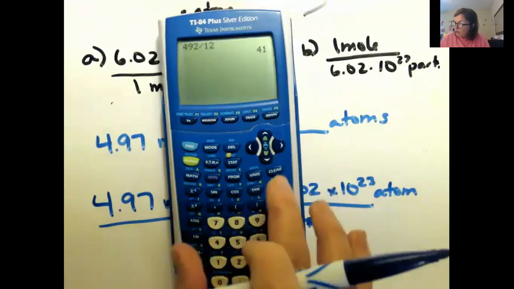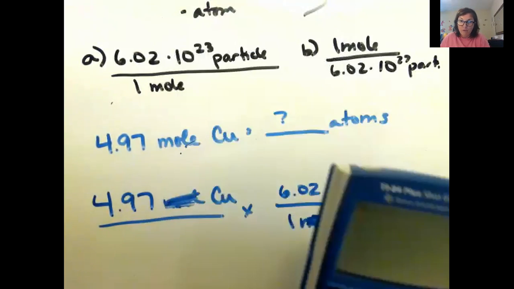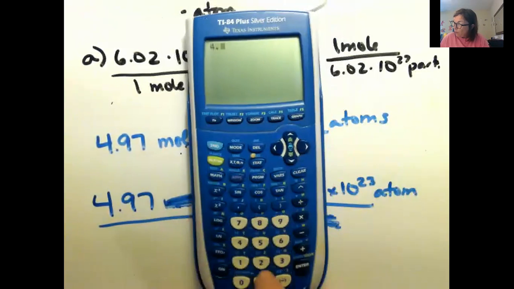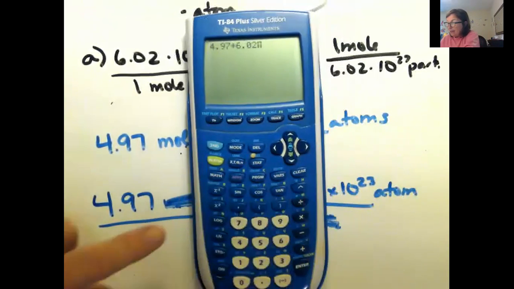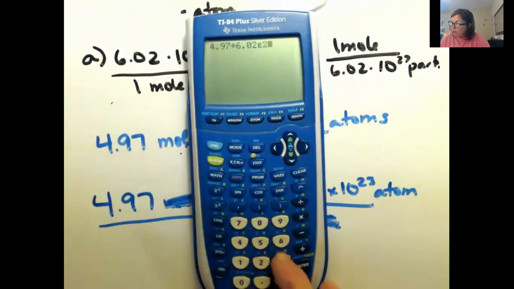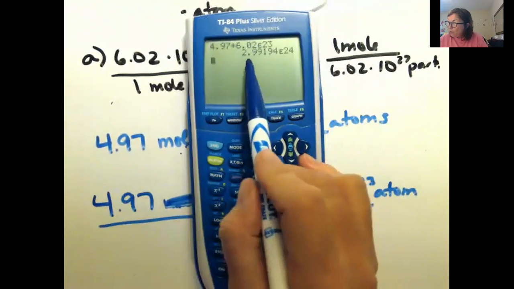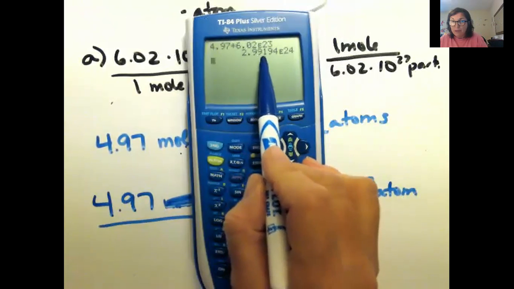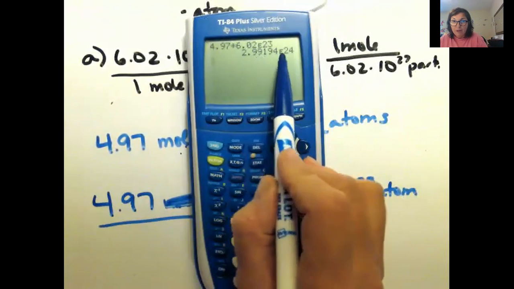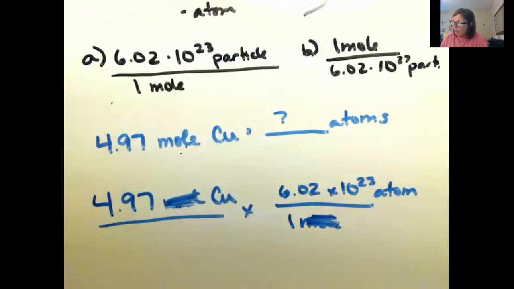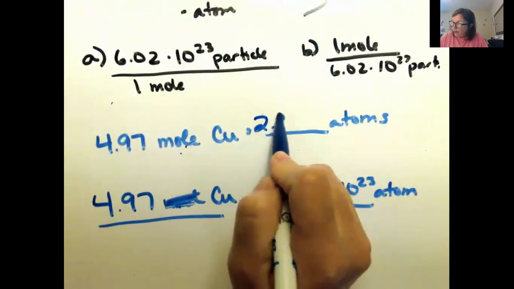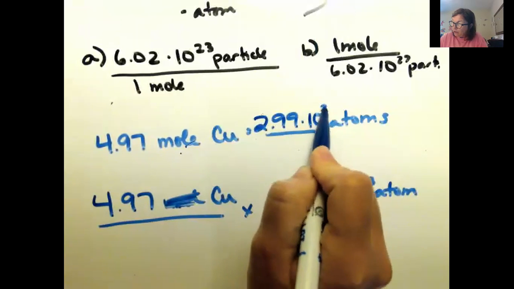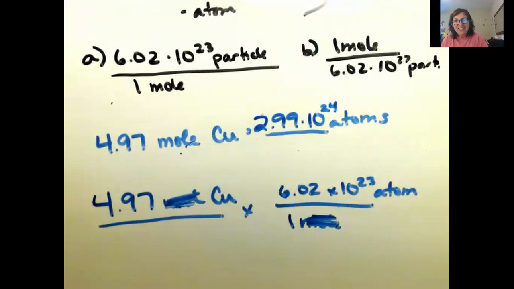So let's clear it out. Make sure 4.97. So I put 4.97 times 6.02 second double E 23rd. And I get 2.99. I'm not going to round it up because that 1 won't round that 9 up, times 10 to the 24th. So my answer is going to be 2.99 times 10 to the 24th. That's not that difficult now, is it? I mean, you know.